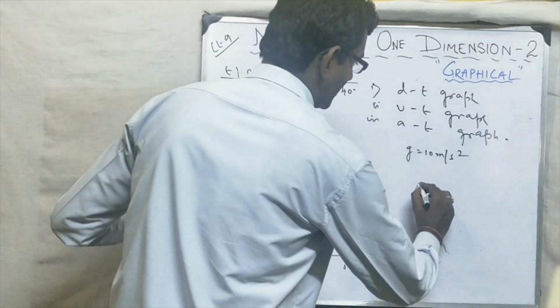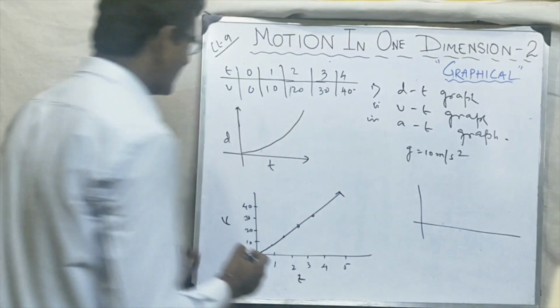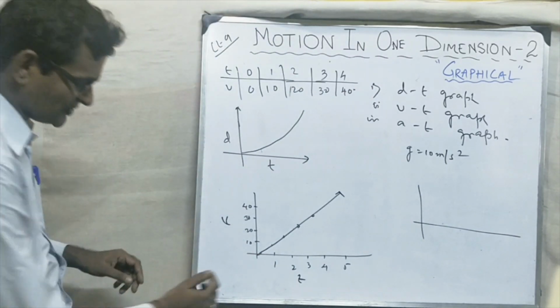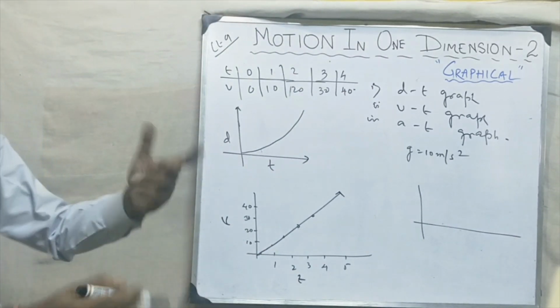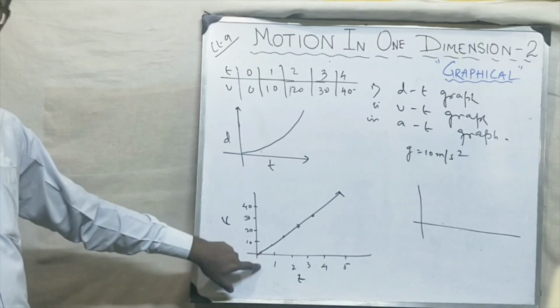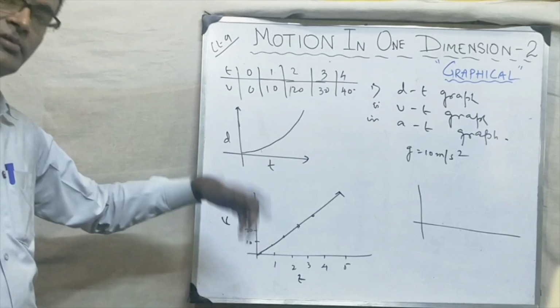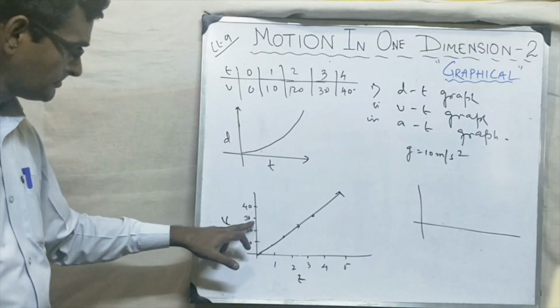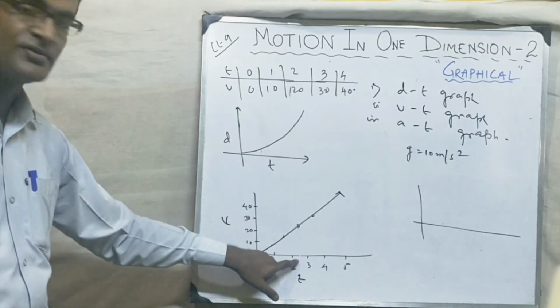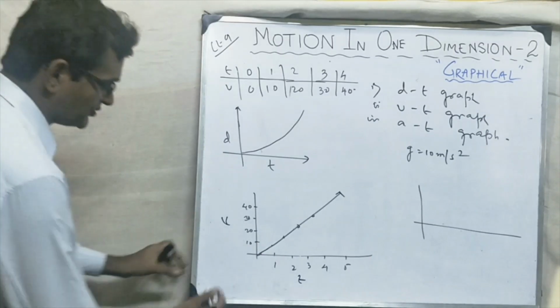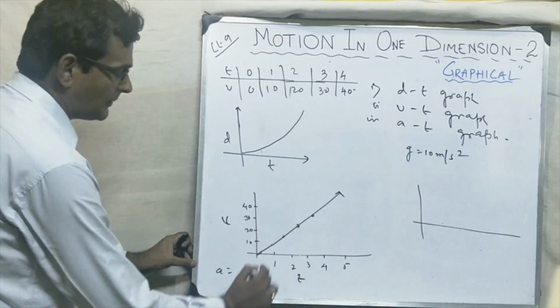Now the acceleration time graph. If I ask, what is the acceleration after 1 second? Apply the brain. Del V by del T, 10 by 1, 10. After 2 seconds, 20 by 2, again 10. After 3 seconds, what is the acceleration? 30 by 3. Can't find. See, a is what? Del V by del T.